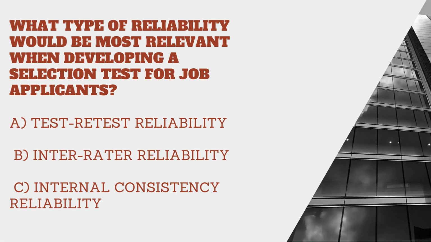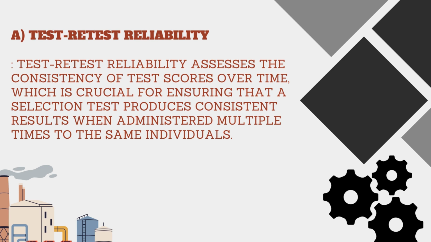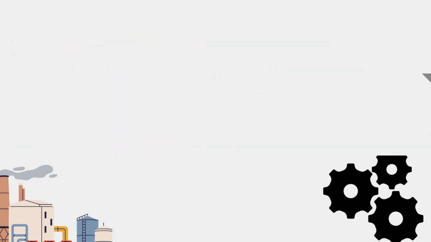What type of reliability would be most relevant when developing a selection test for job applicants? A. Test-retest reliability. B. Inter-rater reliability. C. Internal consistency reliability. A. Test-retest reliability. Test-retest reliability assesses the consistency of test scores over time, which is crucial for ensuring that a selection test produces consistent results when administered multiple times to the same individuals.